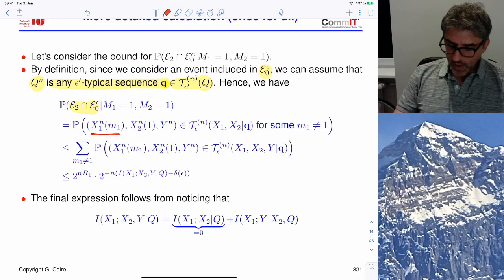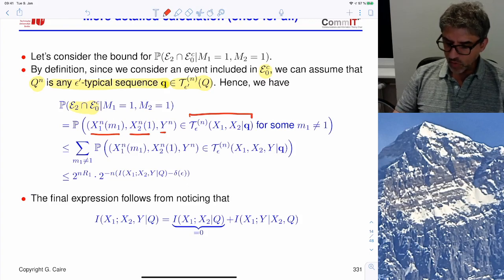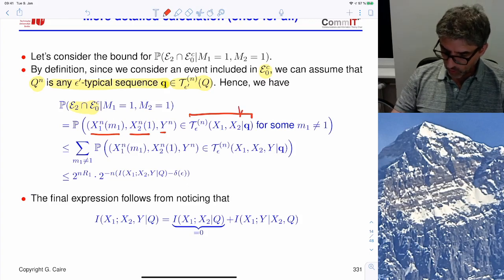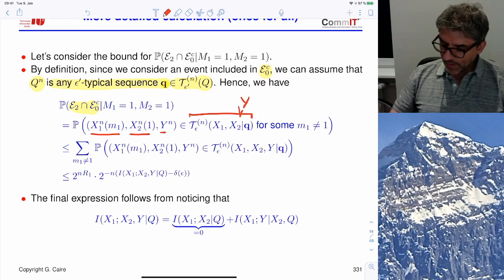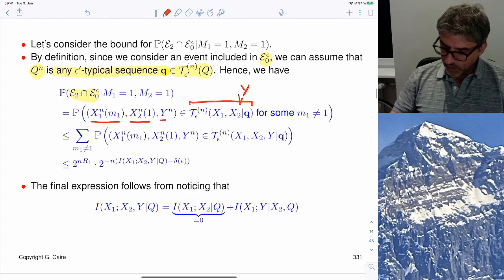sequence x1 m1 which is independently distributed with respect to x2 and y, because m1 is different from 1, and they are jointly typical with respect to the typical set of x1, x2. Here I have forgotten y. Oopsie. Given q for some m1. Now, for some means union, so I use the union bound.